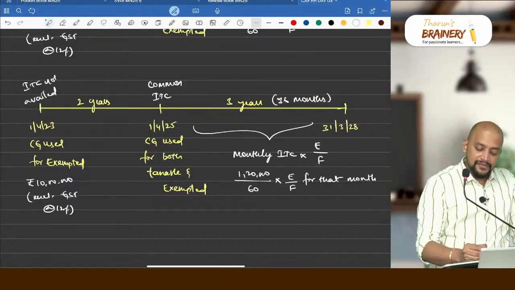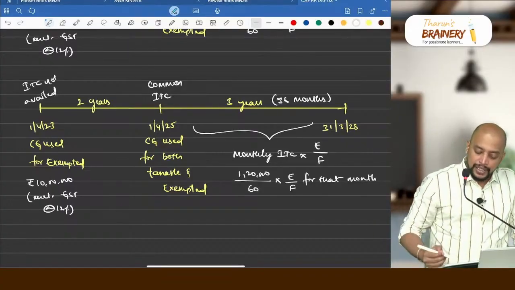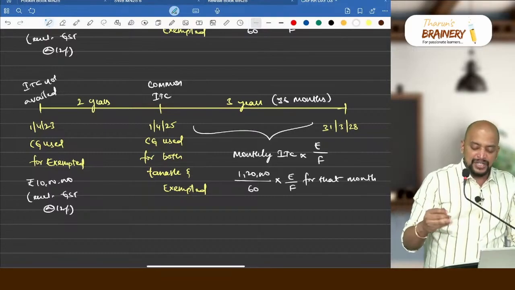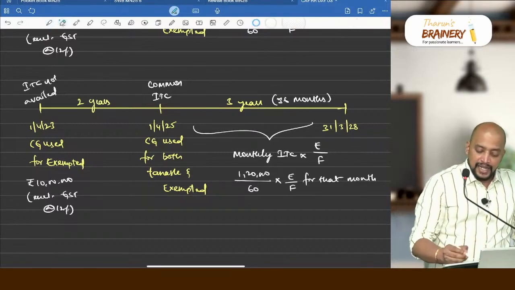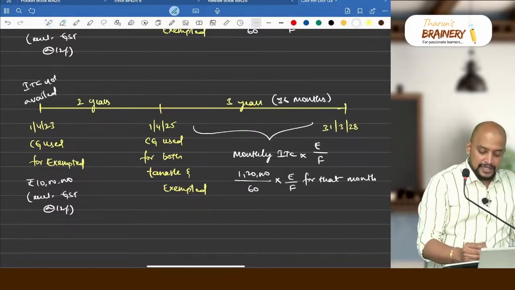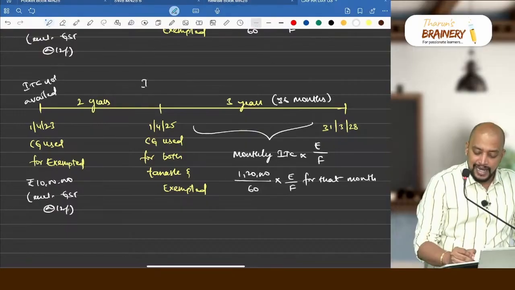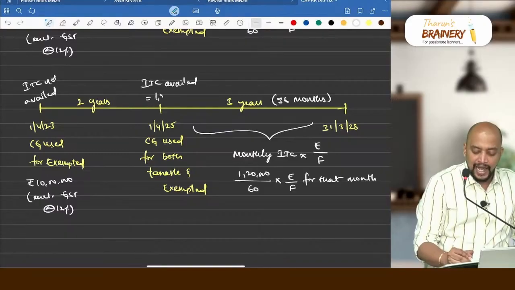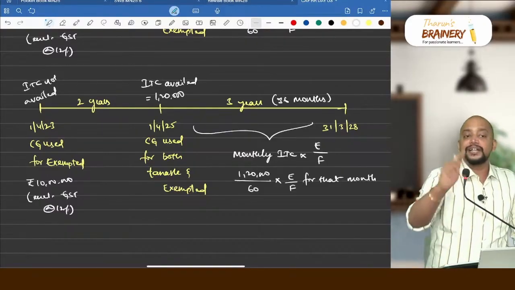Now can we avail the ITC? Say after 2 years, CG is used for both taxable and exempted. Can we avail the ITC? Yes. So avail the ITC. How much is the ITC availed now? So how much to be taken? 1,20,000. Full ITC you take.